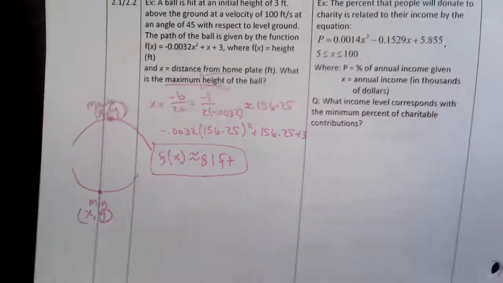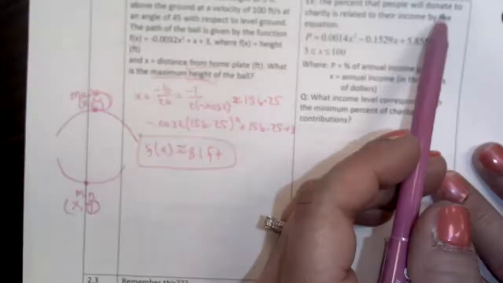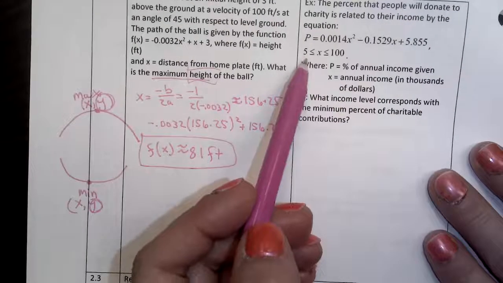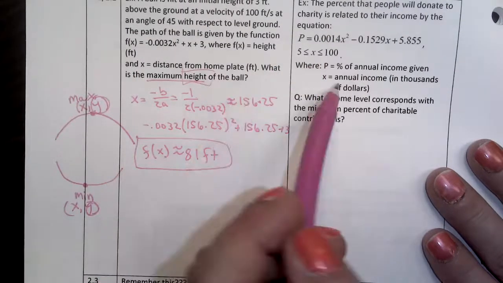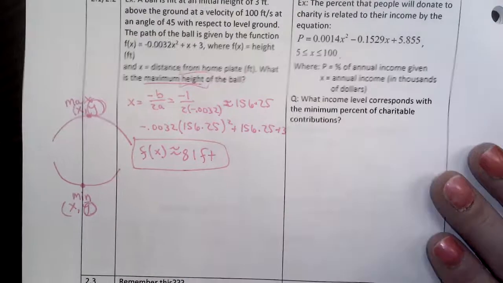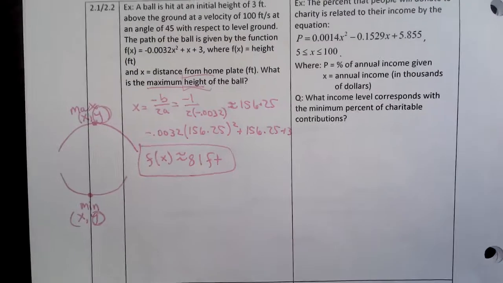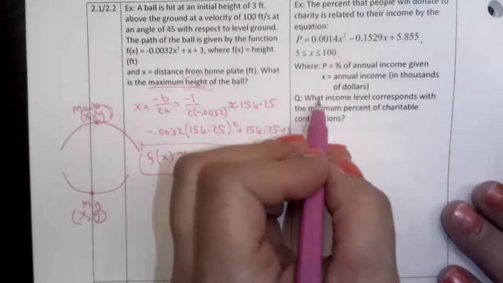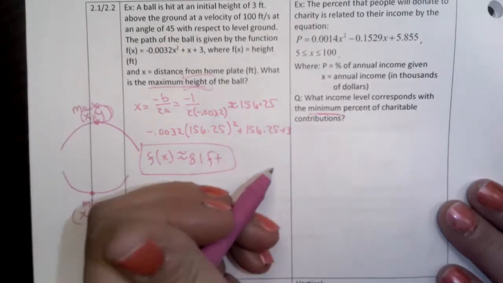So not too terrible. The next one is the same type of problem. It says the percent that people will donate to charity is related to their income, and X is between 5 and 100. So that's the income in thousands of dollars. We're saying anything less than 5 or anything greater than $100,000 of income is minute enough that it's not included in this representation. So what income level corresponds with the minimum percent of charitable contributions?